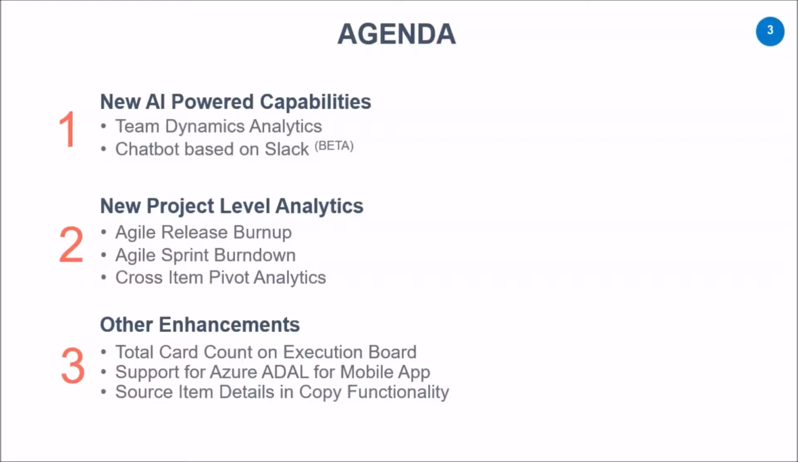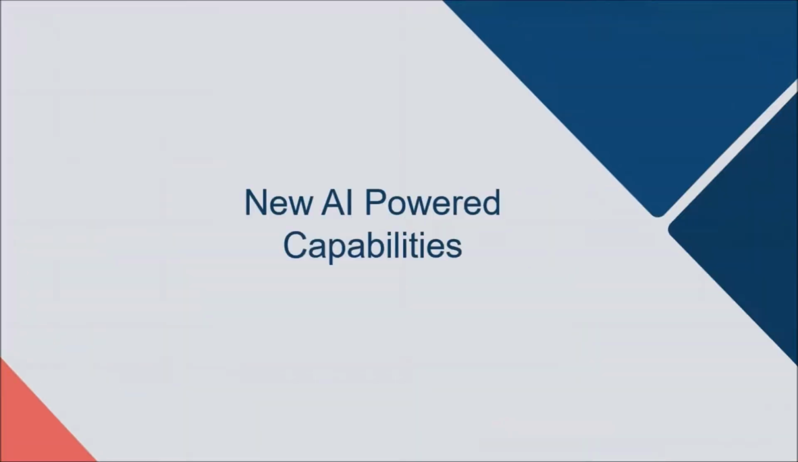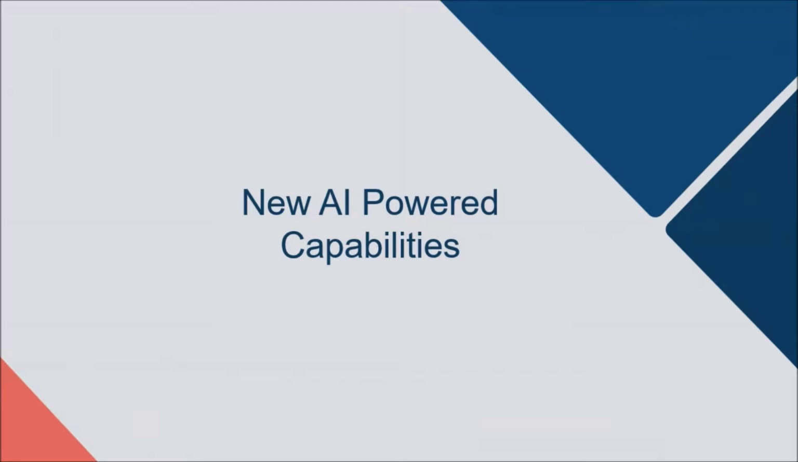On the analytics front, your ability to slice and dice project data across multiple item types has gone up with a brand new pivot analytics. And for our agile projects, we have brought in two new widgets that provide key insights related to your current sprint burndown and release burnup easily. Apart from these new features, we will quickly go over some of the other enhancements that have been shipped as part of the release. So with that as our agenda, let's get started. So first up is our AI powered capabilities.